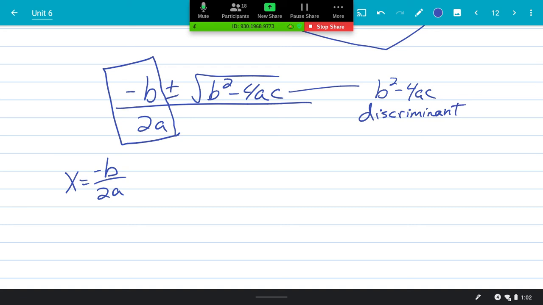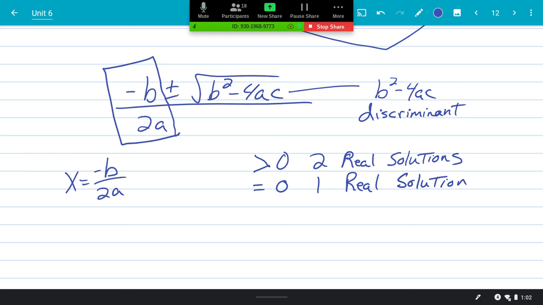Discriminant. Okay. The discriminant tells us some information. If the discriminant is greater than 0, there are 2 real solutions. If the discriminant is equal to 0, there is 1 real solution. And if the discriminant is less than 0, there are no real solutions.